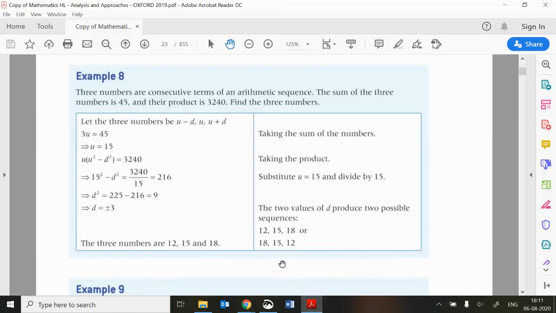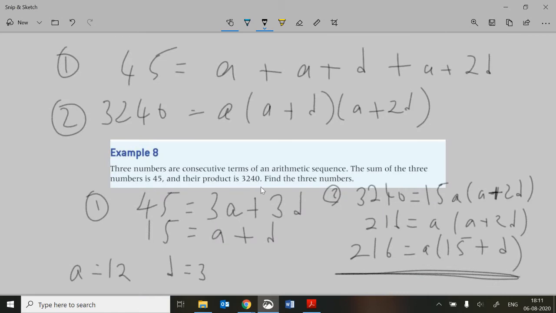Now, one of those solutions might be wrong. Let's just have a look at the question. It says 3 numbers are consecutive terms of an arithmetic sequence. Well, if we assume that the numbers are going upwards, so they're consecutive terms going upwards, then this would be the answer there, 12 and 3.